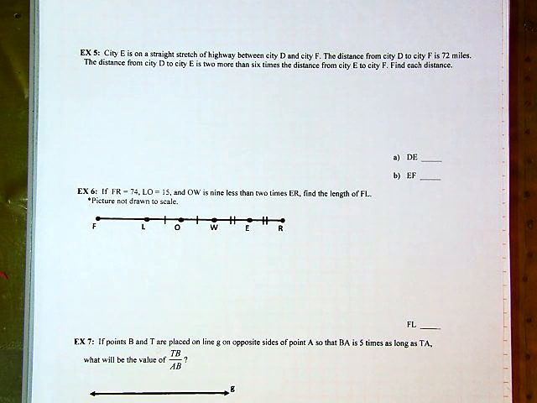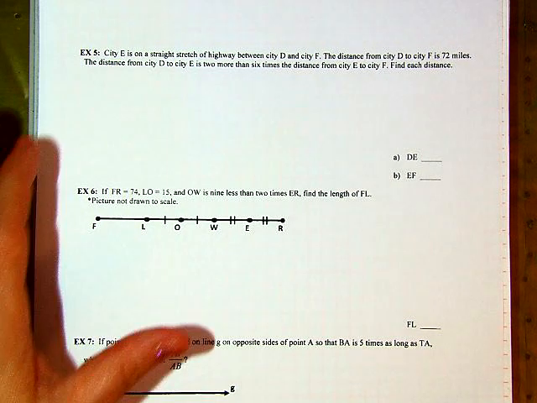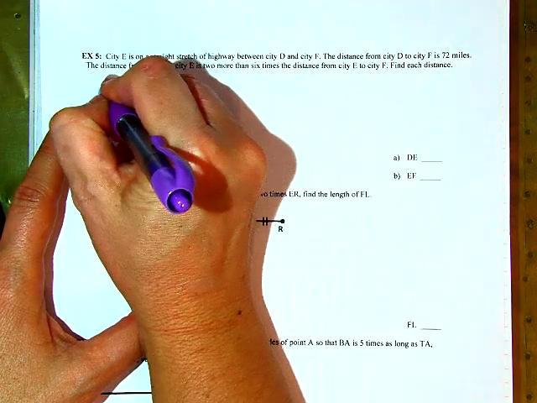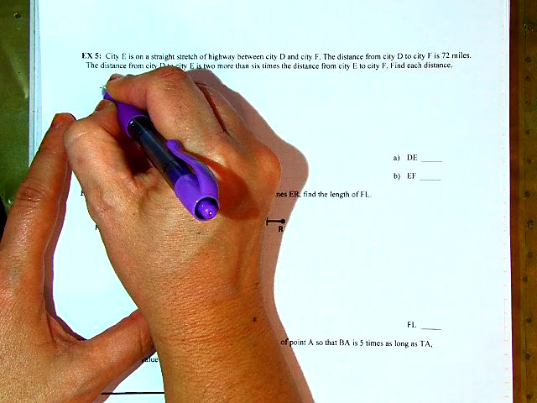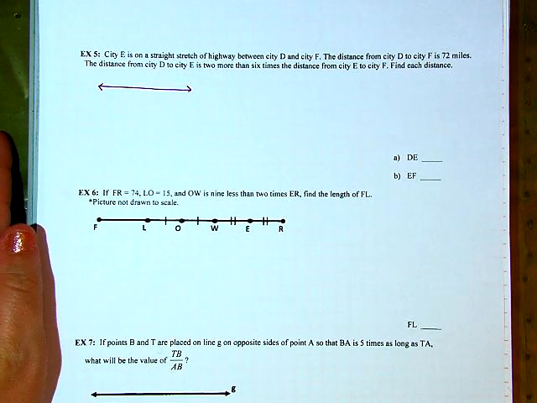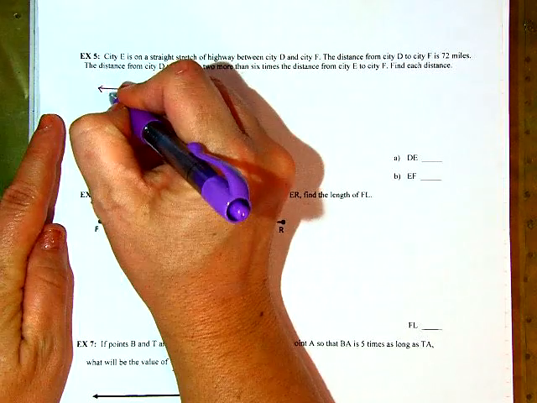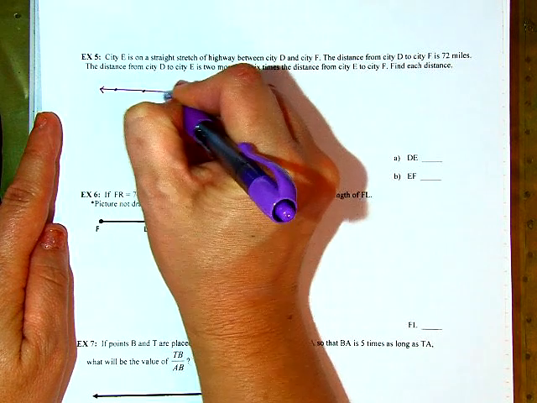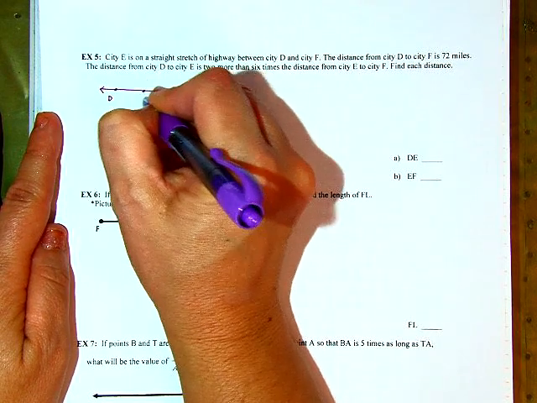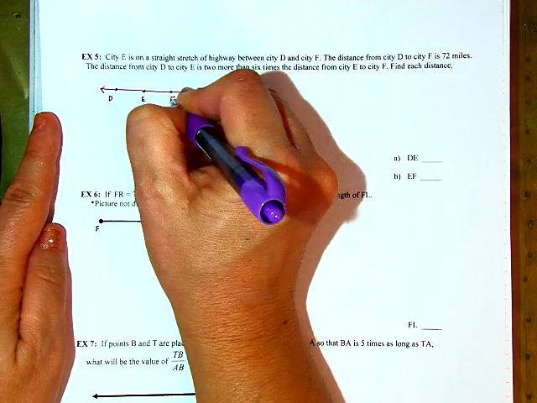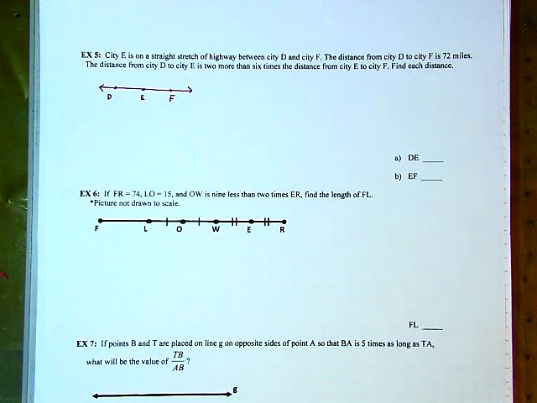Okay, so first off, I'm just going to make myself a picture, right? That helps anchor myself into the problem. So I need a straight stretch of highway, right? So I'm just going to draw a straight pathway. And I don't know quite how far they are apart, but I know that E is in between D and F, so I'm just going to draw it like this. D, E, and F. Okay, clearly not to scale, because again, I don't know how far E is from D or from F.